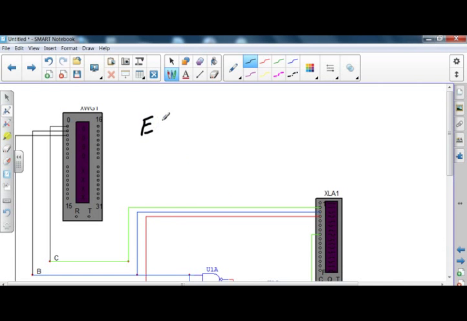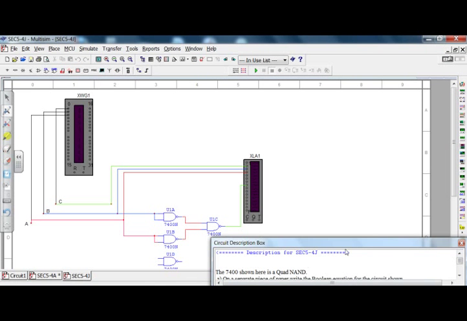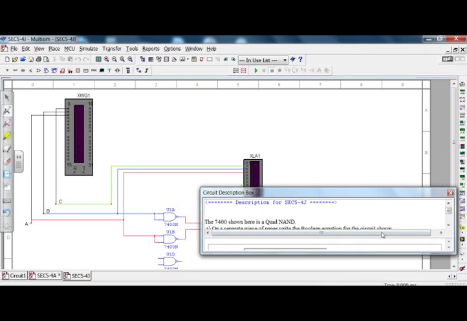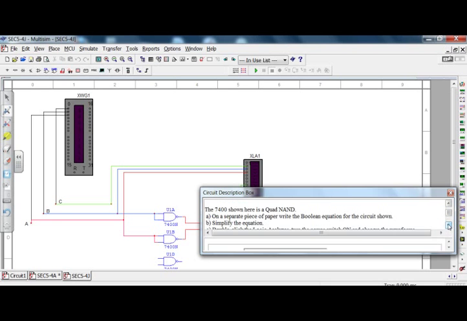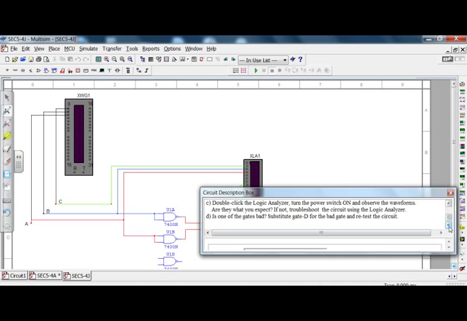And this is E524. And what does it say? It says we have quad nands. On a separate piece of paper, write the Boolean equation for the circuit shown. Simplify the equation. Double-click on the logic analyzer. Turn on the power. Observe the waveform. And which gates are bad. Okay, so that's the plan.